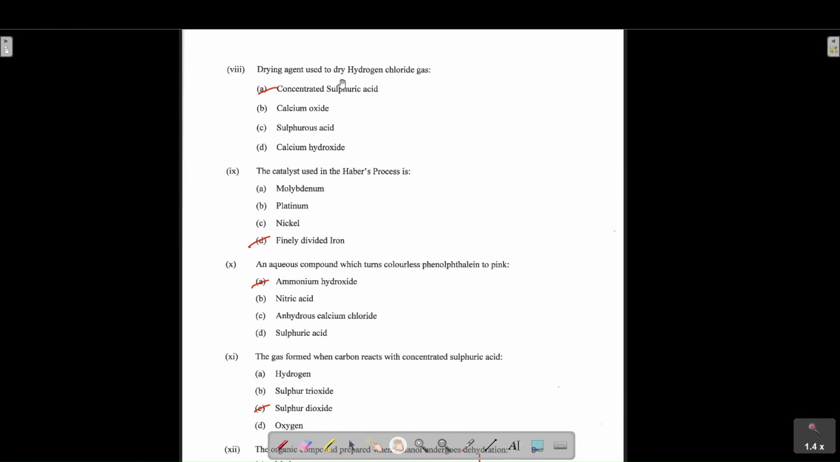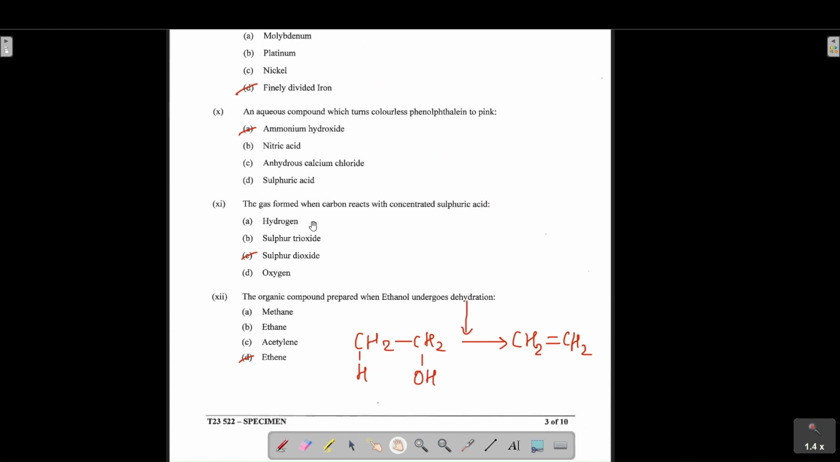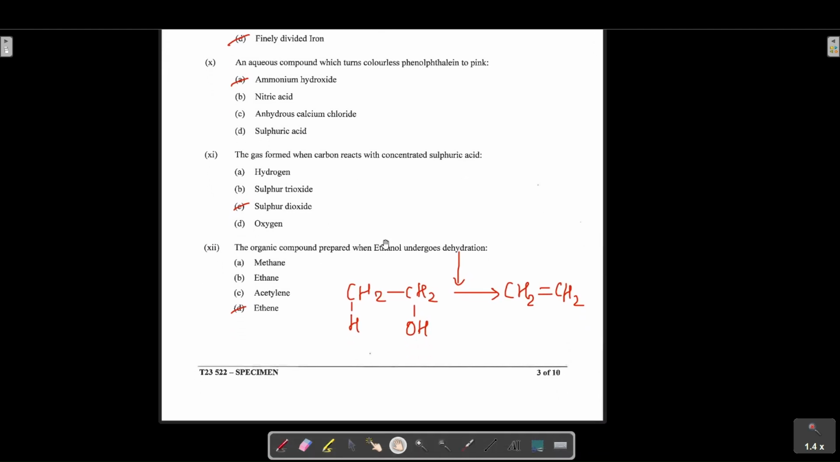The drying agent used to dry hydrogen chloride gas is concentrated sulfuric acid. The catalyst used in Haber's process is finely divided iron. The aqueous compound which turns colorless phenolphthalein to pink: phenolphthalein in acid and neutral solutions is colorless, and in base it will be pink, so it's ammonium hydroxide. The gas formed when carbon reacts with concentrated sulfuric acid is sulfur dioxide.